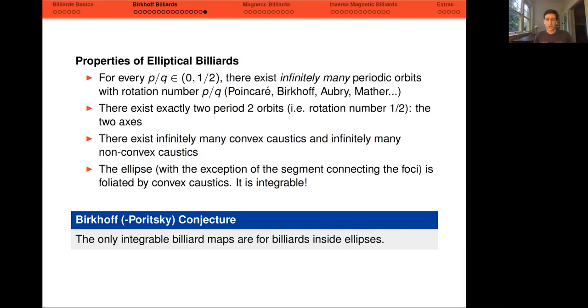There's a conjecture by Birkhoff in the 1930s, I believe, which states that the only integrable billiards are billiards inside of ellipses, where circles are considered a subcase of ellipses in which the semi-major and semi-minor axes are the same length. The Poritsky conjecture, as it's called here, is named because one of the earliest sightings of it is from Poritsky, a student of Birkhoff from the 1950s, but it was known to be a conjecture of Birkhoff before then.